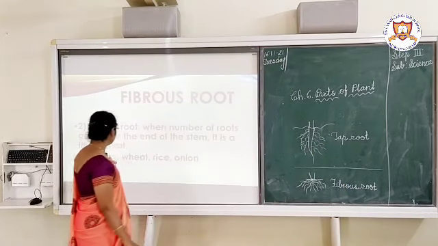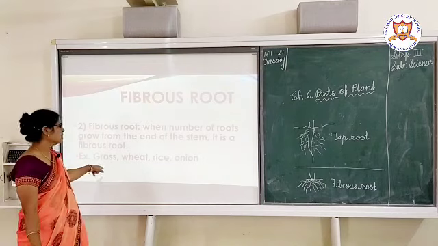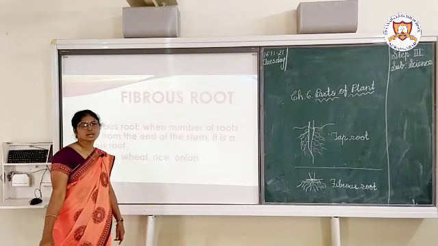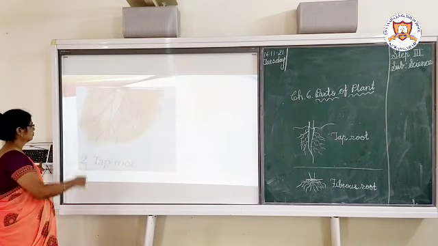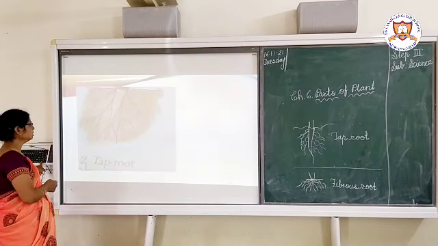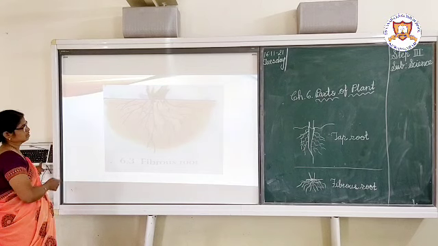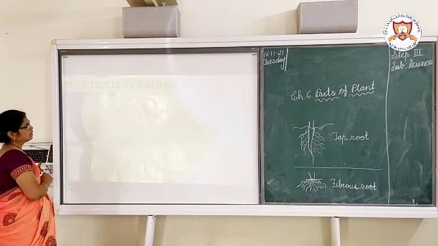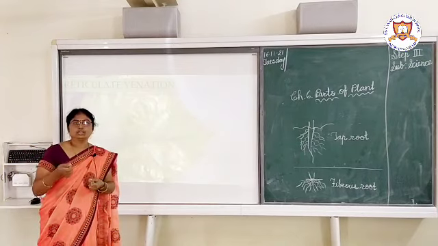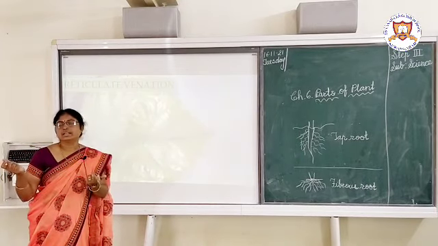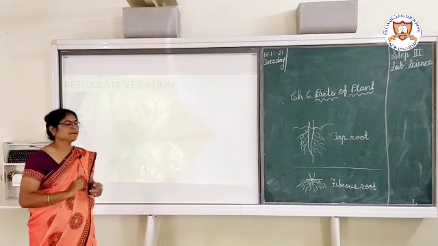In which plants can you see this type of fibrous root? Grass, wheat, rice, onion. One example I also show you here. See here, this type of root is called a fibrous root. But you can't uproot all the plants every time to see in which plant there is a taproot and in which plant there is a fibrous root.